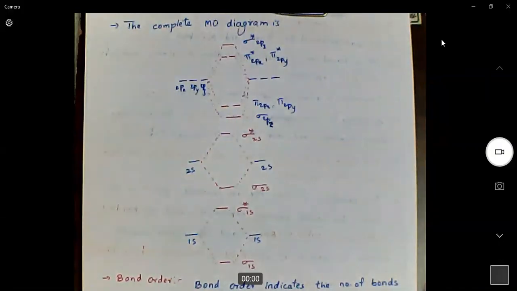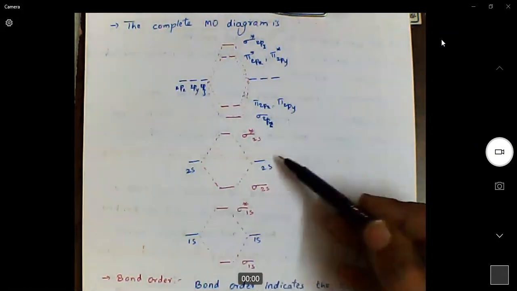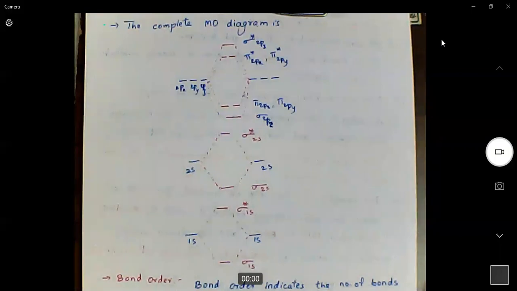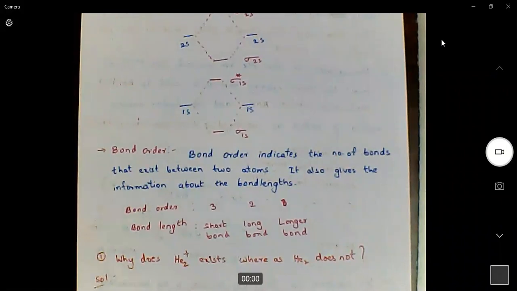We have already discussed the construction of MO diagram. I have just given a sample diagram. Here we will have 1s orbitals, 2s orbitals, and the 2p orbitals. So this is a complete MO diagram. Now we can also define bond order.